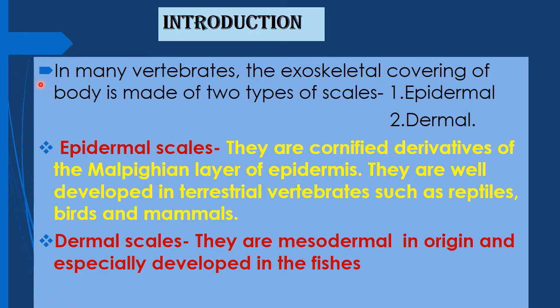So let us go through the introduction. In many vertebrates, the exoskeleton covering of the body is made up of two types of scales: the epidermal scales and the dermal scales. The epidermal scales are cornified derivatives of the Malpighian layer of epidermis. They are well developed in terrestrial vertebrates such as reptiles, birds and mammals. The dermal scales are mesodermal in origin and they are especially developed in fishes.